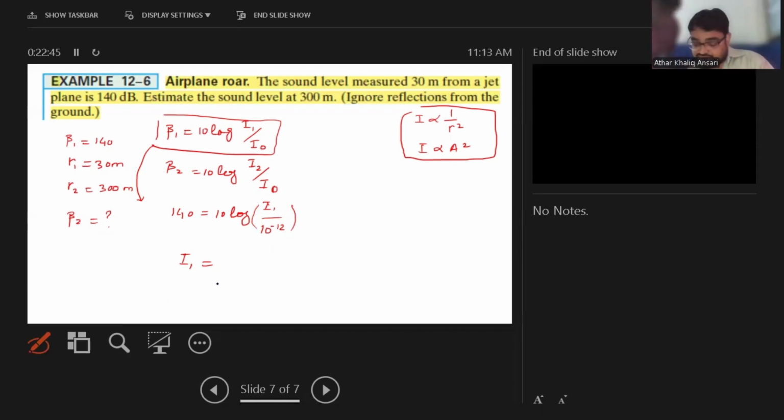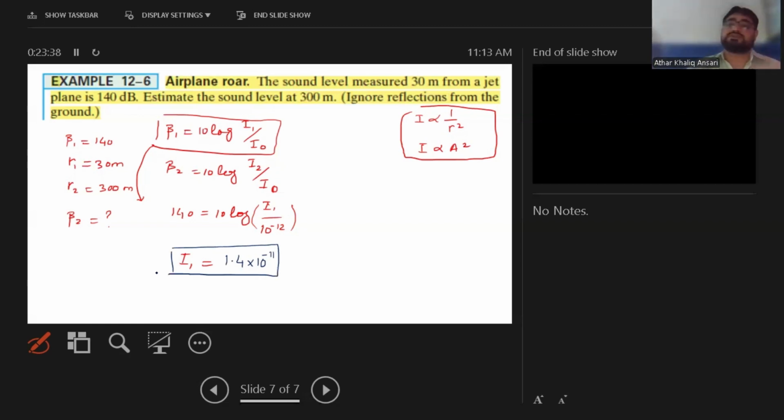140 is equal to 10 log of x over 10 to the power minus 12. Shift solve. Everybody is giving me different answers. Okay, wait. Stay there. What's your answer? 1.4 times 10 to the power negative 11? Please check your answers again. Kareem, please have a seat. Everybody is getting 100. Yes, 100.